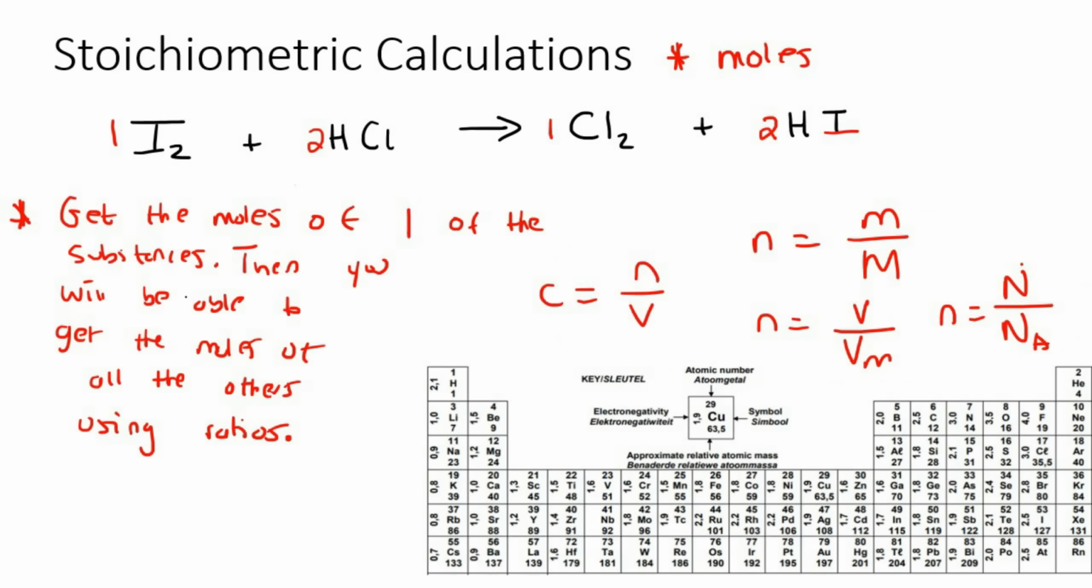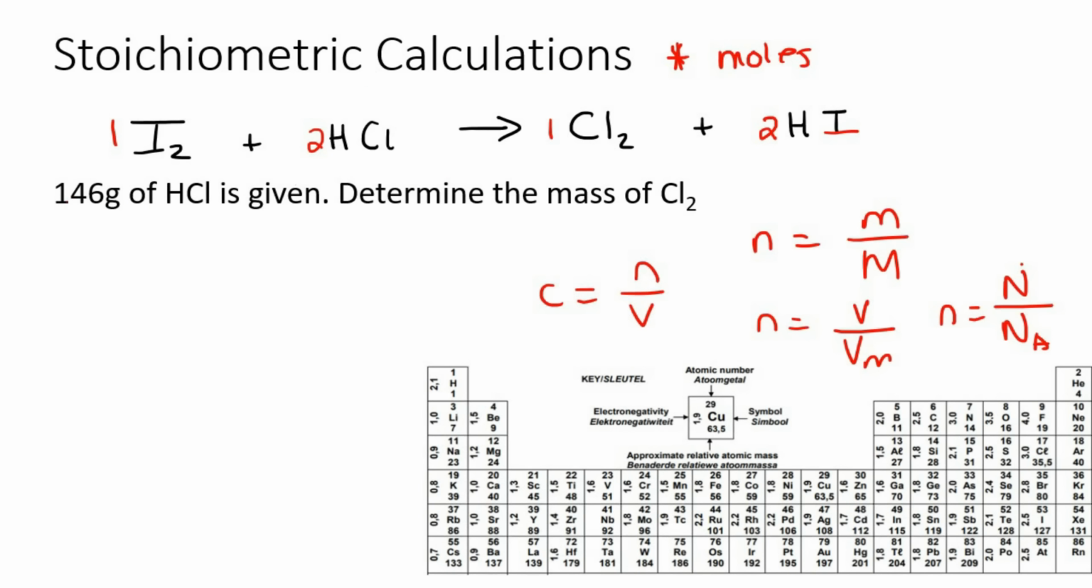So I'm going to give you some extra information about this question now, and then I'm going to give you a question on that. So here we go. They tell us that 146 grams of HCl is given. Okay, so they tell us the mass of this one. And then they say, determine the mass of Cl2. So how do we go from there to there? Well, if you listen to what I said, get moles. That's step one. So just go get the moles of this one.